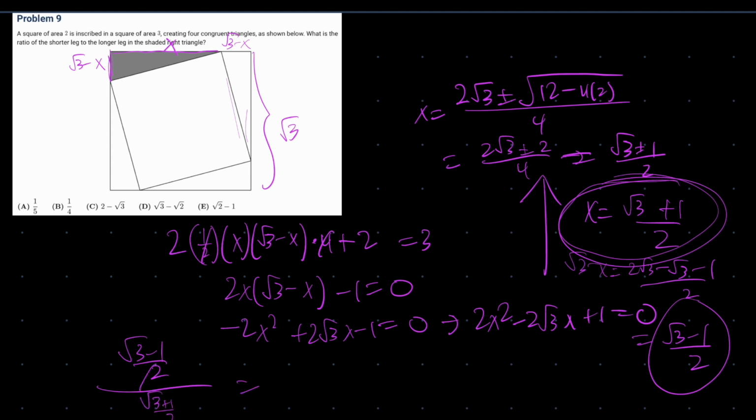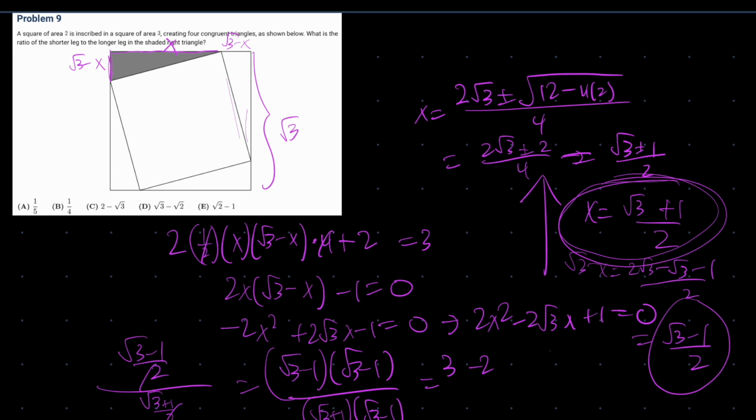The 2's cancel, root 3 minus 1 times root 3 minus 1 over root 3 plus 1 times root 3 minus 1. And we can FOIL the top, giving us 3 minus 2 root 3 plus 1 over 2. And this is 2 minus root 3 after dividing the 2's and simplifying. What answer choice matches this? Choice C.